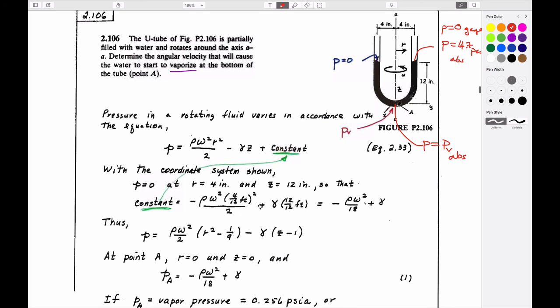So let's choose our coordinate system where this is y or r. This is the z direction, positively upwards. This here is z equals 0 inches, I guess. It's not in SI. And where do we know the pressure? We know the pressure exactly at this point here. And so we know the pressure is equal to, if we do it in gauge pressure, then this is 0. This radius here is 4 inches.